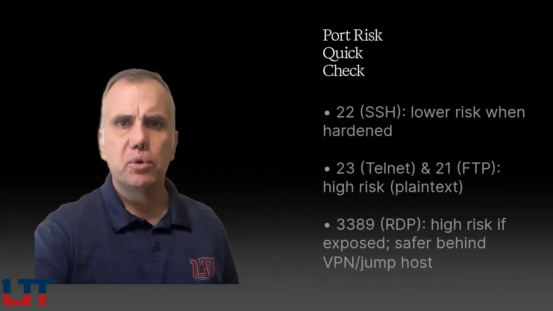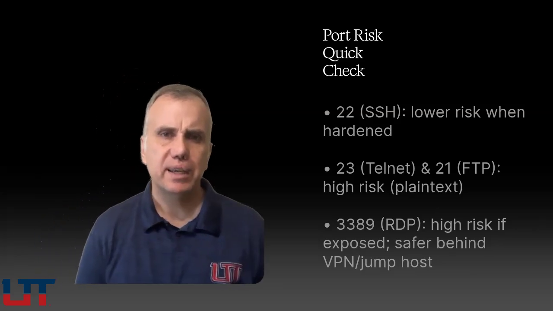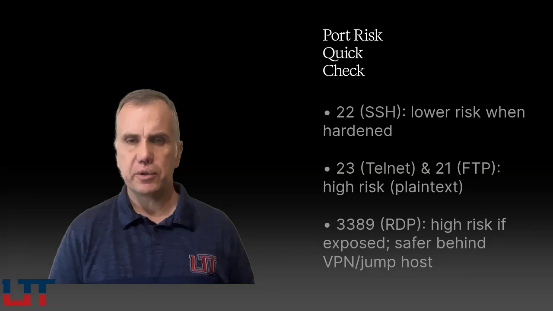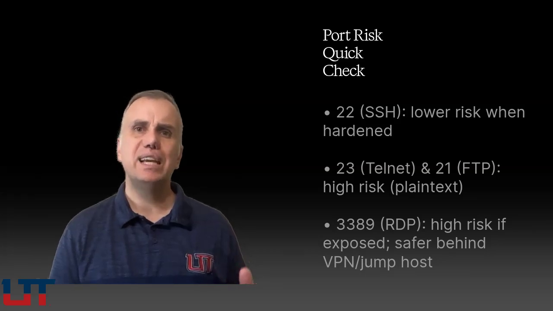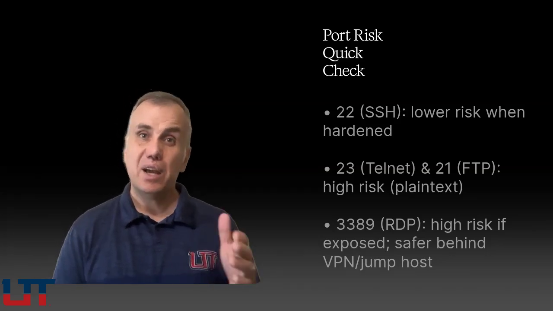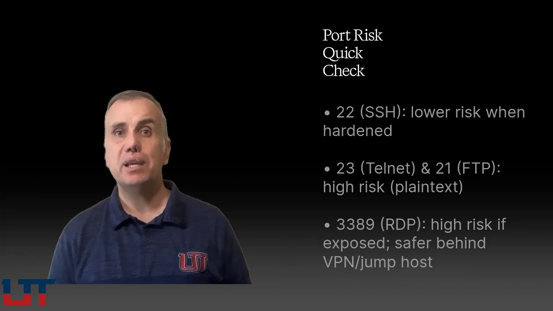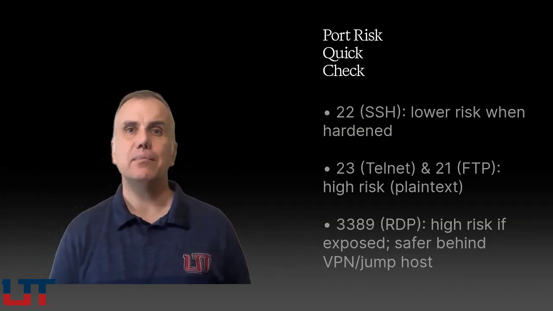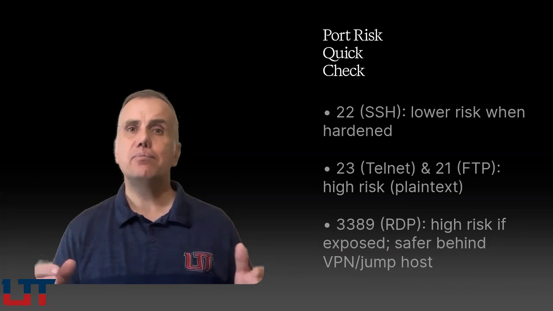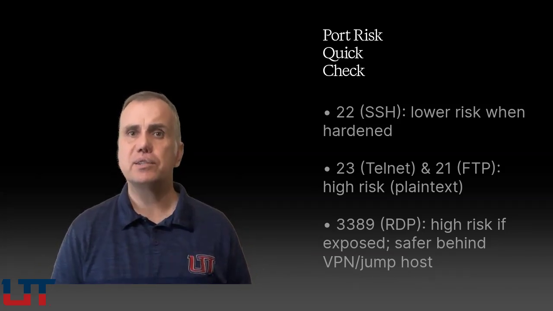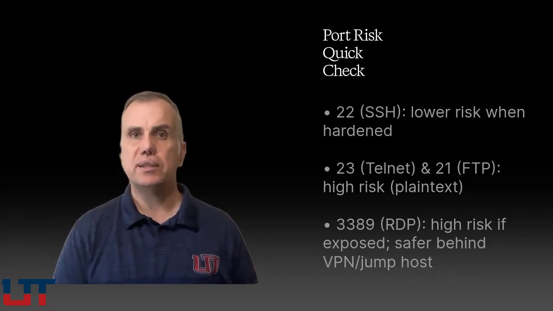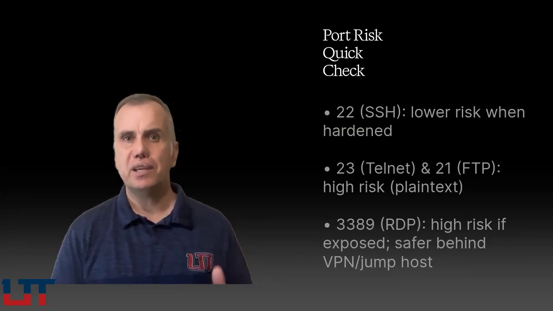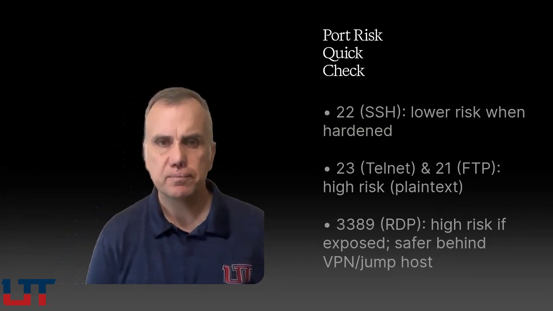Let's talk about some of the ports and which represent a higher security risk. SSH on port 22 is relatively low risk when properly configured. It's encrypted and supports key-based authentication. Telnet on port 23 and FTP on port 21 are high risk. Both transmit credentials and data in plaintext. RDP on port 3389 is high risk when accessible from untrusted networks. It's lower risk when restricted to internal use behind a VPN and/or a jump host.